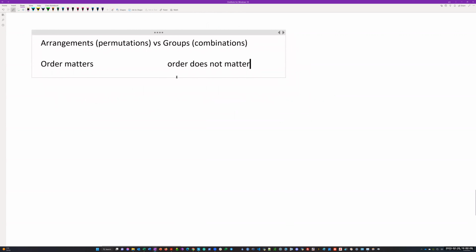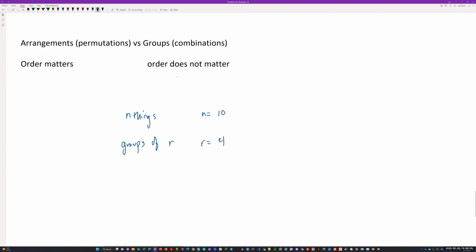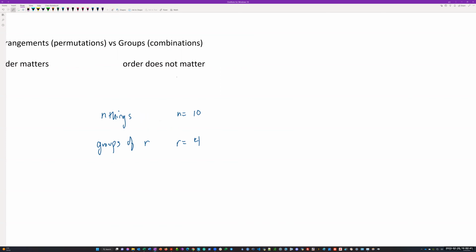Let's just talk about groups first. So let's say I have n total different things, and I want to pick groups of R. Let's just make up some numbers first. Let's say n was 10, and then R is, I don't know, 4. So I have 10 things and I want to pick groups of 4. Does that make sense?